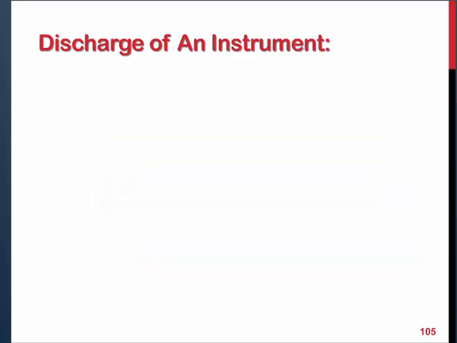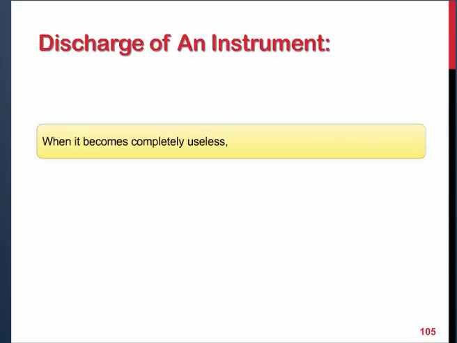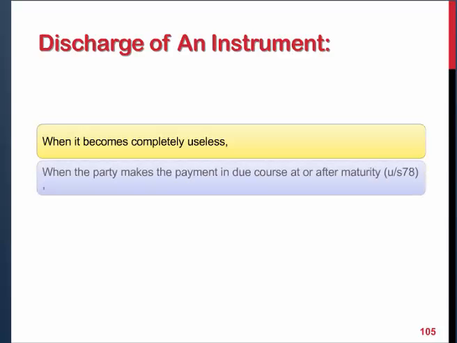Discharge of an instrument. When is a negotiable instrument said to be discharged? A negotiable instrument is said to be discharged when it becomes completely useless. That is, no action on it will lie and it cannot be negotiated further. Second, it will be discharged when the party primarily liable on the instrument makes the payment in due course to the holder at or after maturity. Section 78 of the Negotiable Instruments Act.